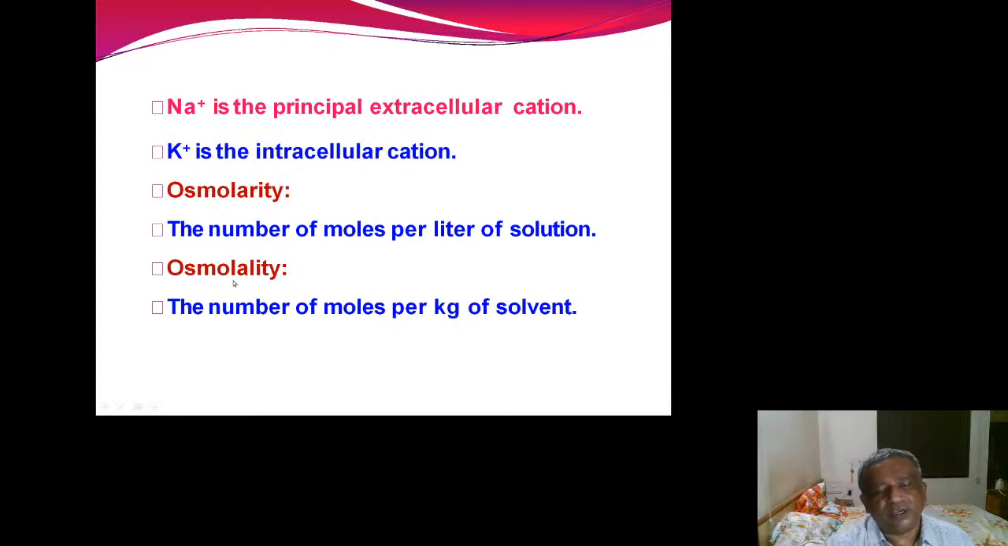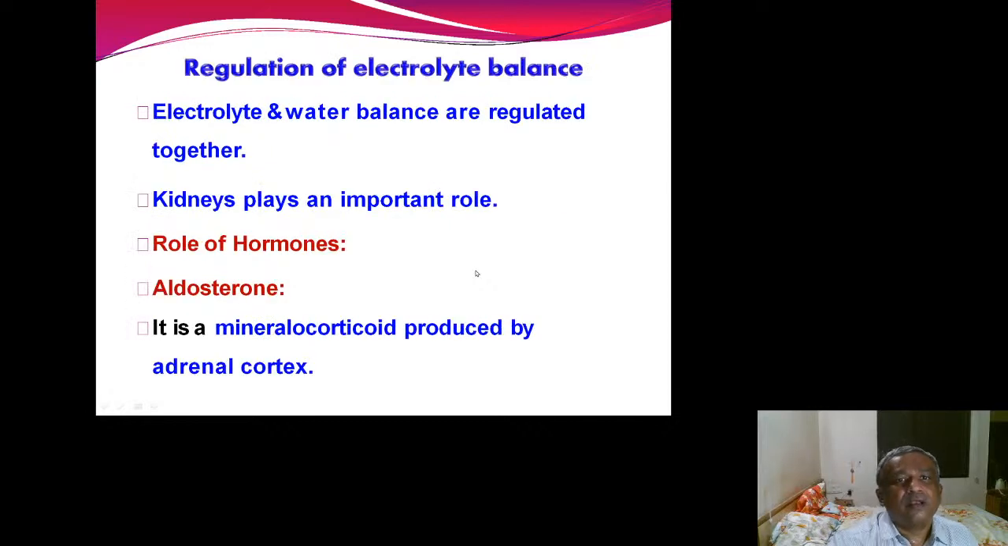Osmolarity and osmolality, these two are different terms. Osmolarity means the number of moles per liter of solution, and osmolality means the number of moles per kilogram of the solvent. So this is liter and this is kilogram. Now regulation of the electrolyte balance, I won't go into detail because a different video will cover hyponatremia, hypokalemia and hyperkalemia.